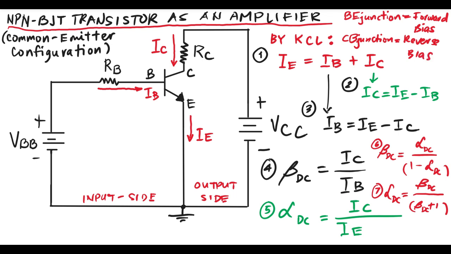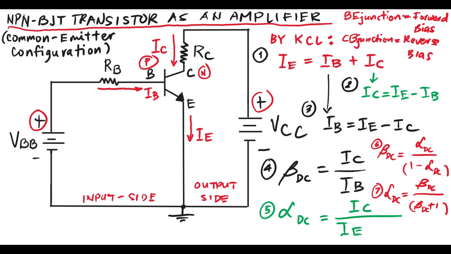And you will know that because the base, which is actually the p-type, is connected to the positive of the voltage source VBB. Therefore, the base emitter junction will be in forward bias. Whereas the collector, which is actually an n-type, is connected to the positive of the VCC. That will make the collector base junction become reverse bias.